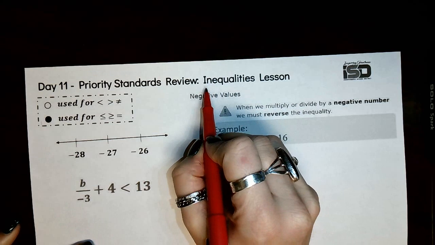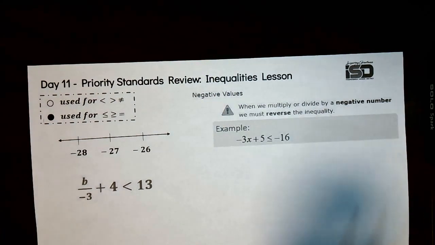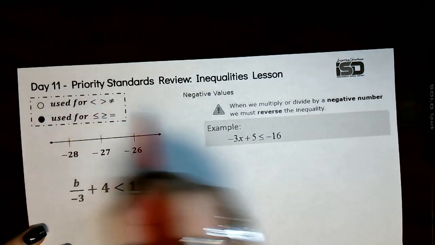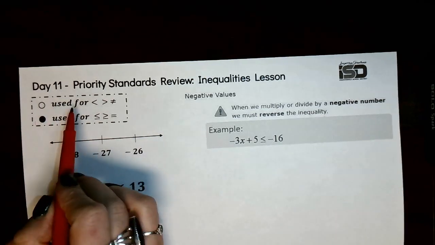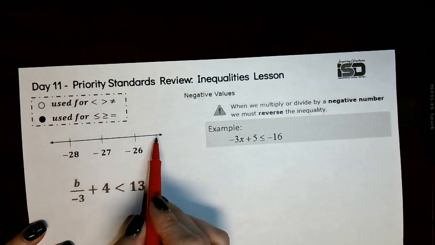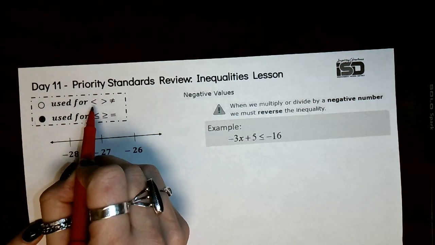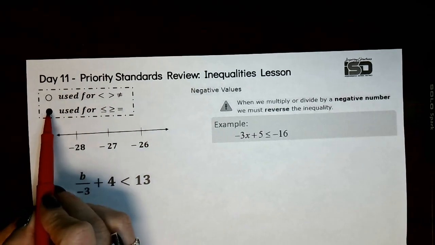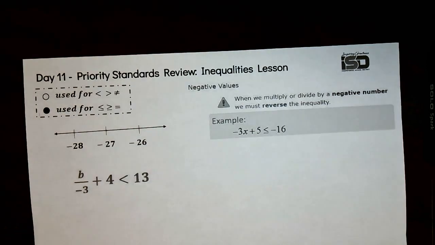Today we are working with our inequalities. Remember, these are similar to equations except they are dealing with inequalities. As we go through, there are two very important notes up at the top. The first one deals with whenever we graph on the number line. Whenever you have an open circle, that is less than and greater than. And if you have a closed circle, that's less than or equal to and greater than or equal to.